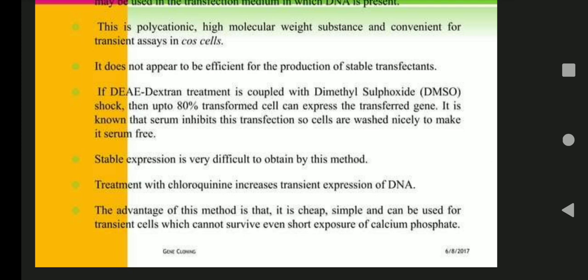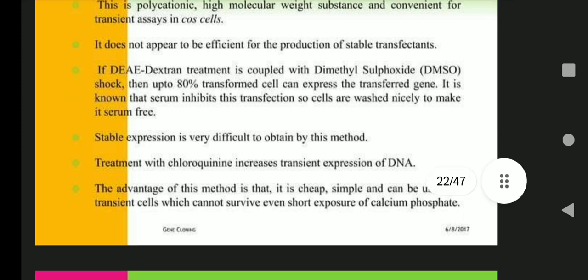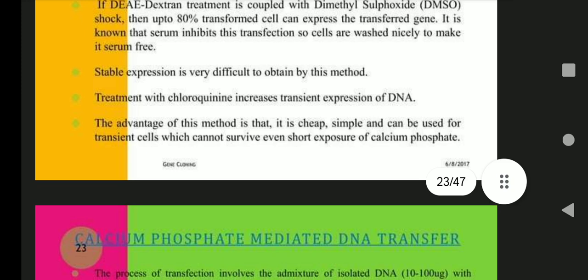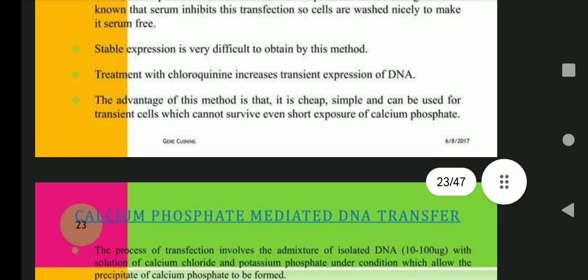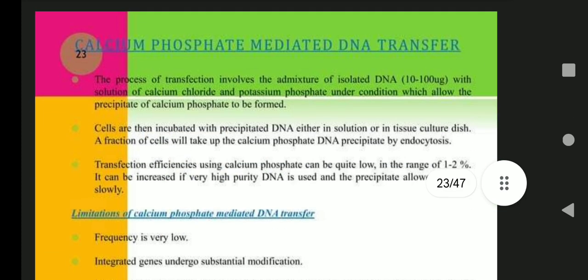The treatment with chloroquine increases transient expression of the DNA, and this is more successful and cheaper when compared to the short exposure to calcium phosphate. In calcium phosphate mediated gene transfer, the isolated DNA is treated with the cells which are to be transfected in the presence of calcium chloride or potassium phosphate. Under this condition, calcium phosphate is formed.